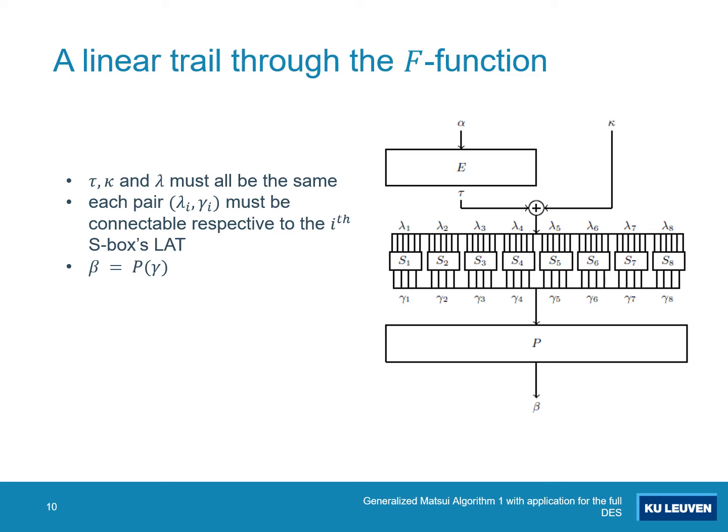The masks involved in the XOR operation, more precisely tau, k, and lambda, must be equal. Each pair lambda_i, gamma_i must be connectable through the linear approximation table of each corresponding S-box. Last but not least, beta has to be equal to P of gamma. Therefore, if we fix the input mask alpha and the output mask beta, then we also fix the intermediate mask gamma. The only mask that might take multiple values is the intermediate mask tau, which is also equal to the k and lambda masks.